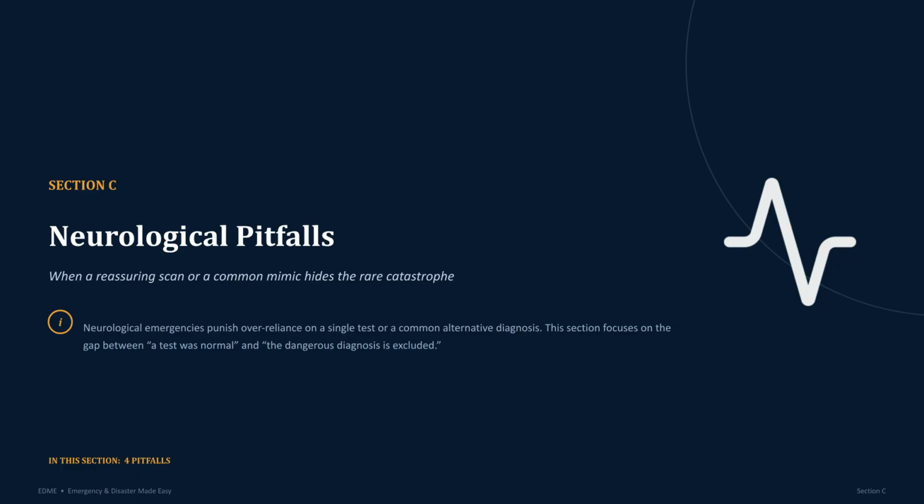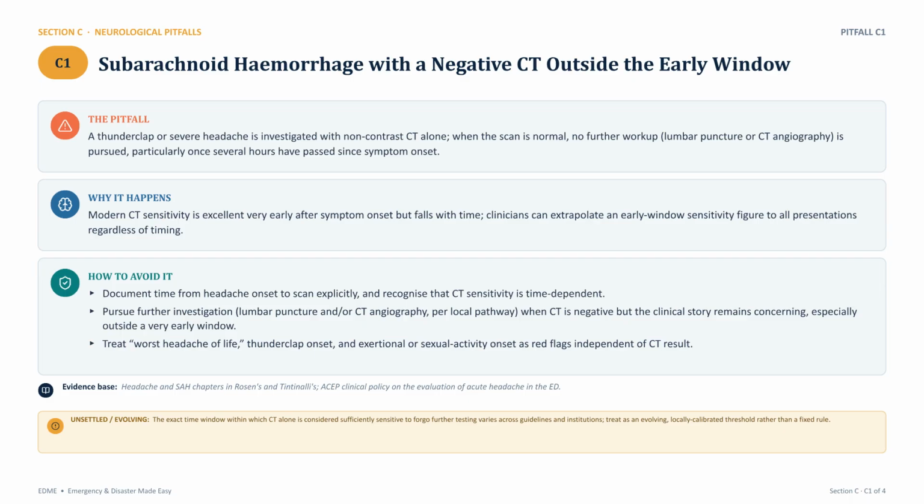Moving on to Section C, we focus on neurological pitfalls. These are cases where a normal initial scan or common mimic can dangerously lead clinicians to exclude more serious, rare pathologies. Pitfall C1 is missing a subarachnoid hemorrhage when the non-contrast CT is negative, particularly outside the early window.